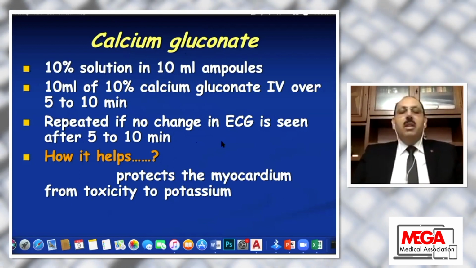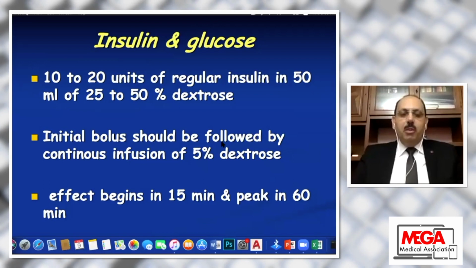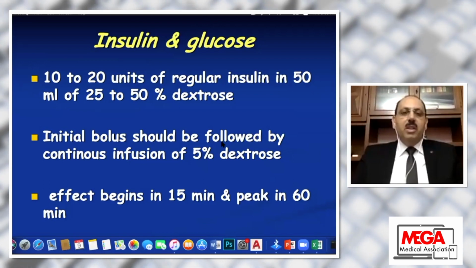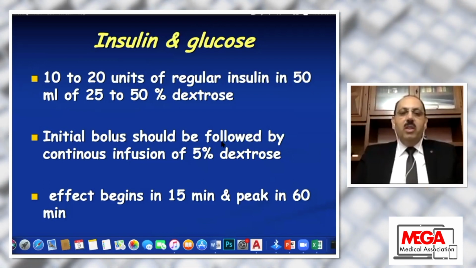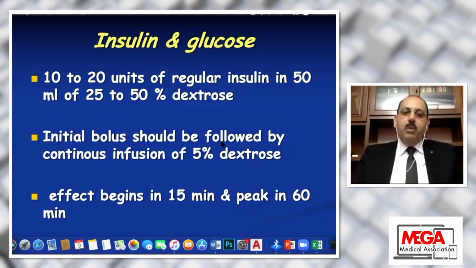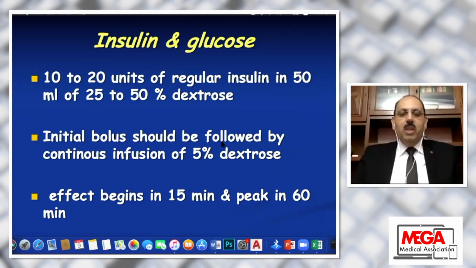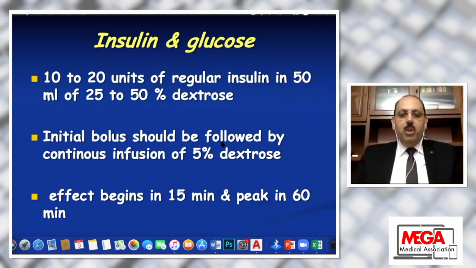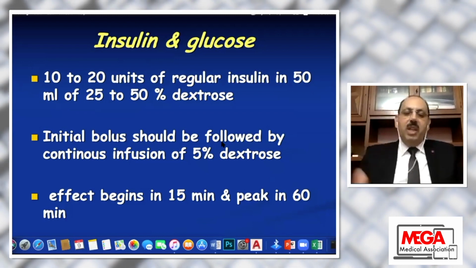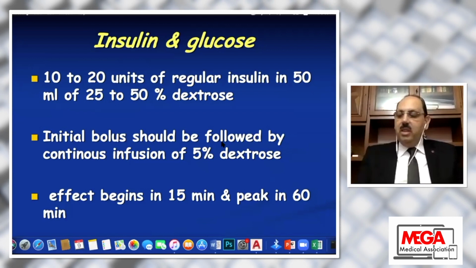Then insulin and glucose. Glucose insulin to promote shift of potassium intracellularly. We can use 10 to 20 units of regular insulin in 50 ml of 25 or 50% dextrose. Start initial bolus, then continuous infusion where its effect begins within 15 minutes and the peak effect within 60 minutes.